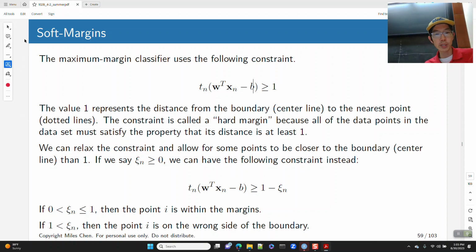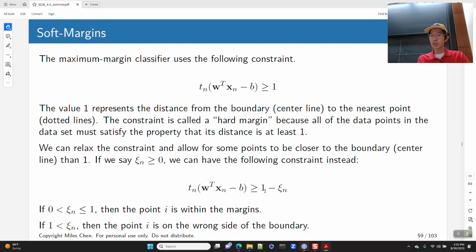What we can do instead is we'll have a soft margin, and with the soft margin, we're going to relax this constraint that says, okay, you know what?